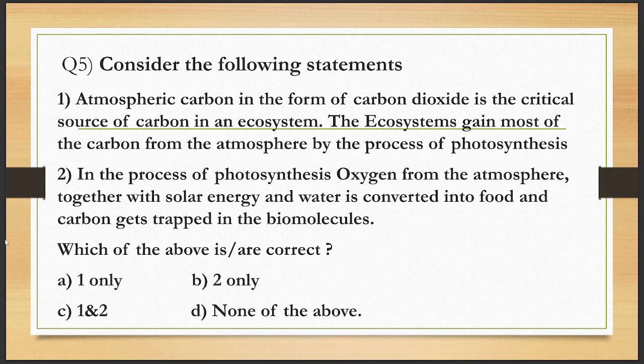Question number 5. Again, you have two statements over here and you are asked for the correct one. Consider the following statements. First, atmospheric carbon in the form of carbon dioxide is the critical source of carbon in an ecosystem. The ecosystem gains most of the carbon from the atmosphere by the process of photosynthesis. Statement 2: In the process of photosynthesis, oxygen from the atmosphere together with solar energy and water is converted into food and carbon gets trapped in the biomolecules. Your options are A 1 only, B 2 only, C 1 and 2, or D none of the above.